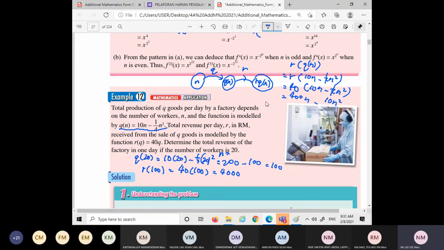After you get the composite function, then you continue with the question. They're asking for when n is 20. So R(Q(20)). You straight away substitute n as 20 here. So 400 times 20, and then 10 times 20 to the power 2. 8,000 minus 4,000. So your answer is still the same, it's 4,000.